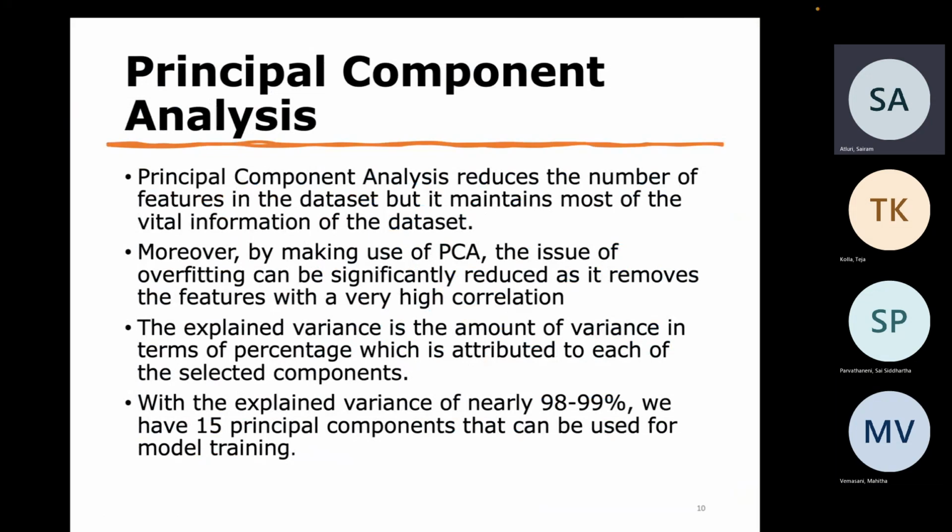Principal component analysis. The principal component analysis reduces the number of features in the dataset, but it maintains most of the vital information of the dataset. Moreover, by making use of principal component analysis (PCA), the issue of overfitting can be significantly reduced as it removes the features with a very high correlation. The explained variance is the amount of variance in terms of percentage, which is attributed to each of the selected components. With the explained variance of nearly 98 to 99%, we have 15 principal components that can be used for model training.